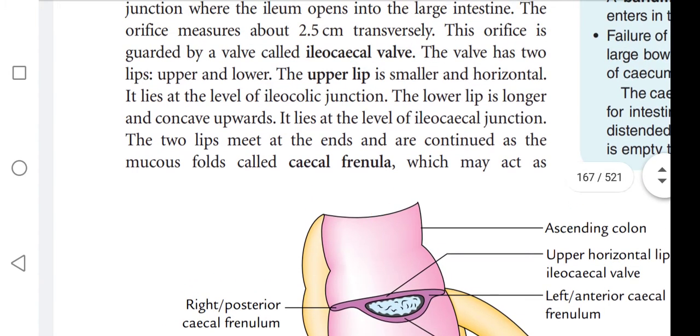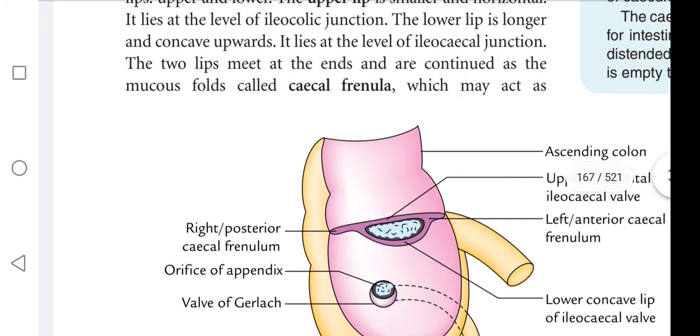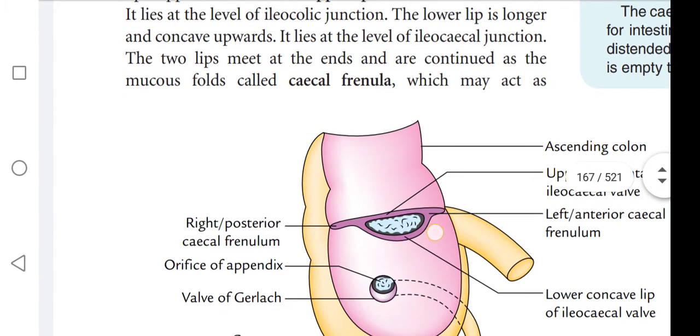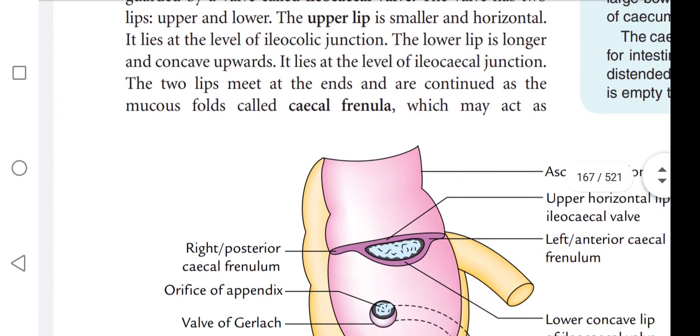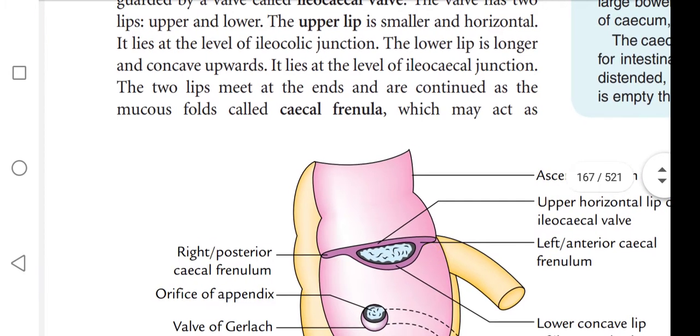Next, the lower lip is longer and concave upwards. The upper one lies at the level of the ileocolic junction and the lower one at the level of the ileocecal junction.